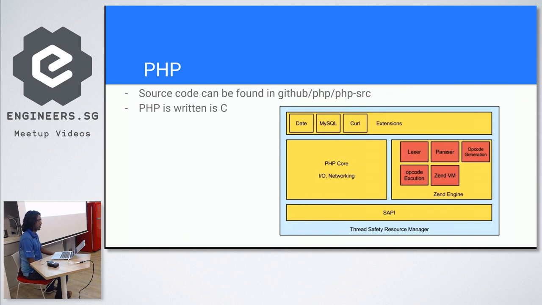The source code for PHP is at github/php/php-source. There are branches, and they have each of their versions and things like that. But master typically has the cutting edge.